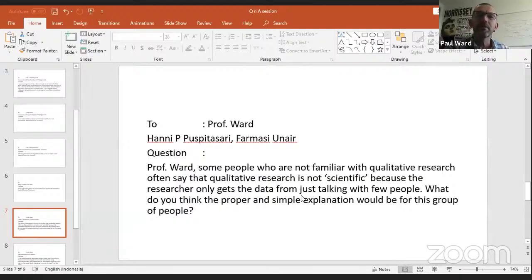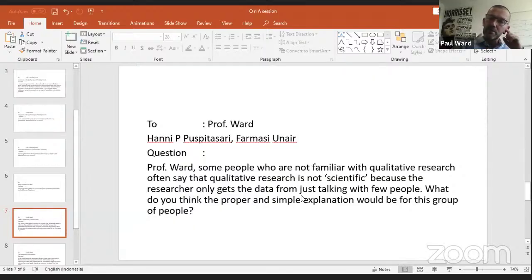You wouldn't just say, I'm going to interview 10 people, and when it gets to 10, I'm going to stop. You would say, I will interview enough people with diverse situations, and keep interviewing more and more until I'm still hearing the same stories and nothing new is coming out. It's called data saturation. So a simple explanation to people who don't regard it as scientific is to say it has a very different purpose to quantitative research.